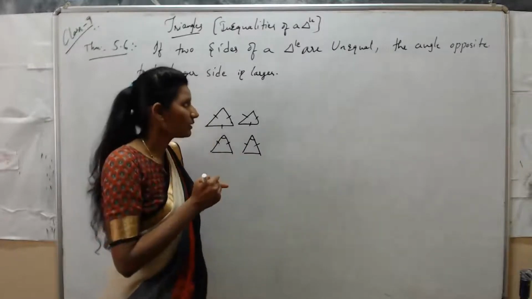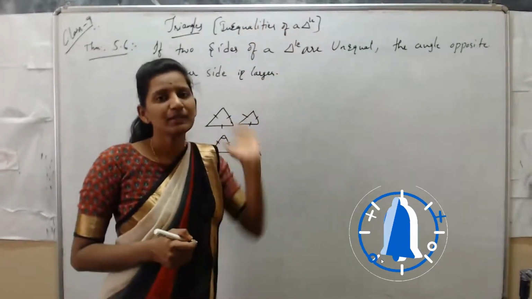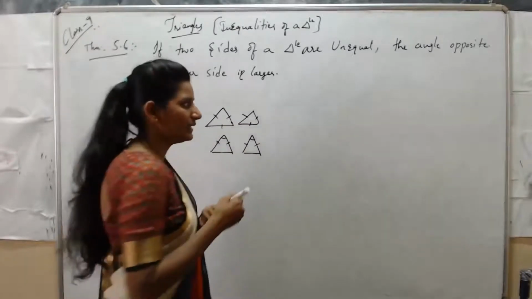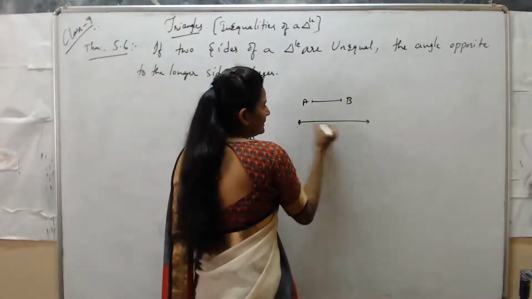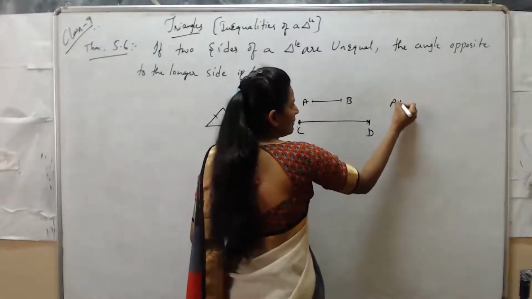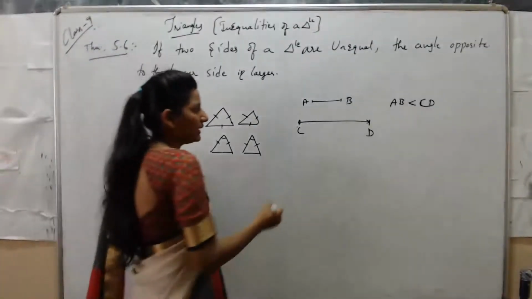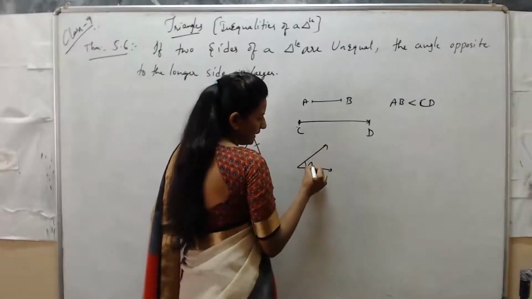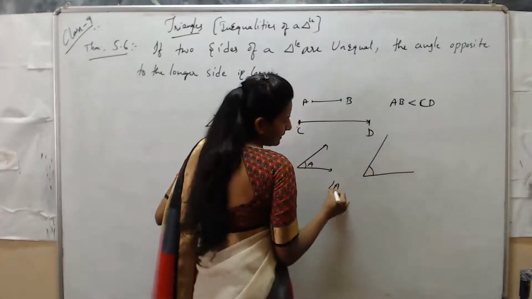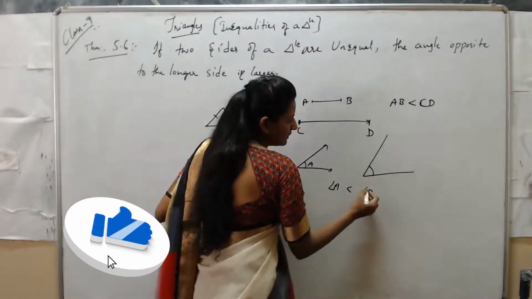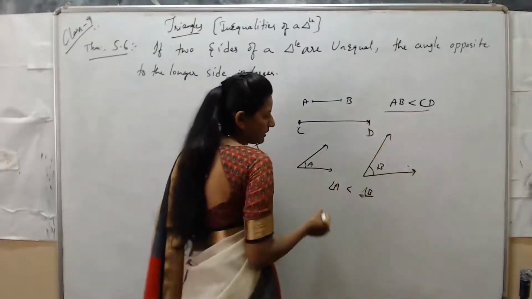Now we are learning inequalities of a triangle. What is meant by inequalities of a triangle? Unequal. Like see here, line AB is less than line CD, which is an inequality. Angle A is less than angle B. This is also unequal.